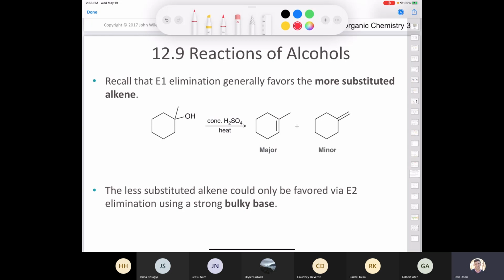Well, remember, and this is just a slide saying what I just told you, if there's a possibility of making a Zaitsev and a Hoffman alkene, and if you're confused about what that is, the Zaitsev is simply the more substituted alkene, right? This is a tri-substituted alkene versus the Hoffman. I can never remember how to spell Hoffman, if it's one N or two, anyhow.